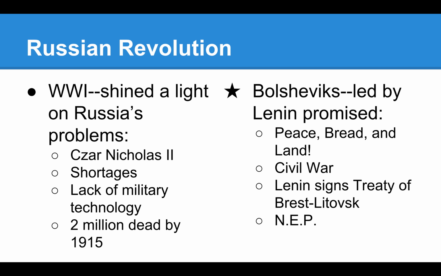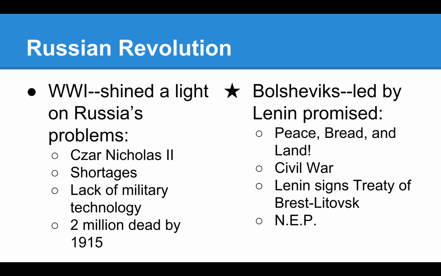The Russian Revolution is a huge part of World War I because it shines a light on Russia's problems. And Russia's problems are Tsar Nicholas II is completely inept as a ruler. He cannot rule Russia. There's shortages of bread and other supplies. There's a lack of military technology. They were not industrialized, and so they could not compete with the German military machine. And 2 million Russians are dead by 1915.